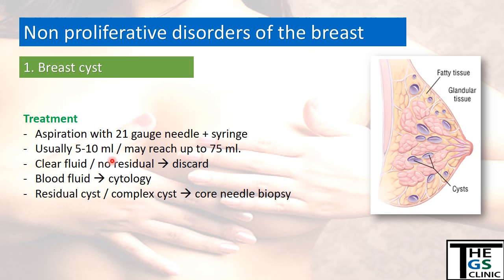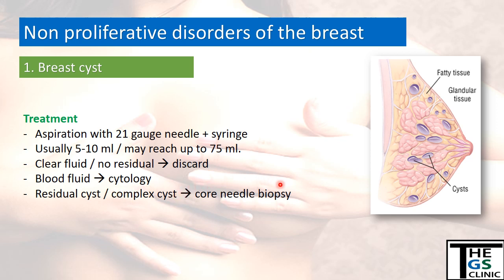The next step is to see the fluid that is aspirated. If it's clear, there is no need for any other intervention, and we just can discard this fluid and get rid of it and tell the patient that everything is okay and no need for cytological study. Otherwise, if the fluid is bloody, here we have to send it for cytology because of the risk of malignancy.